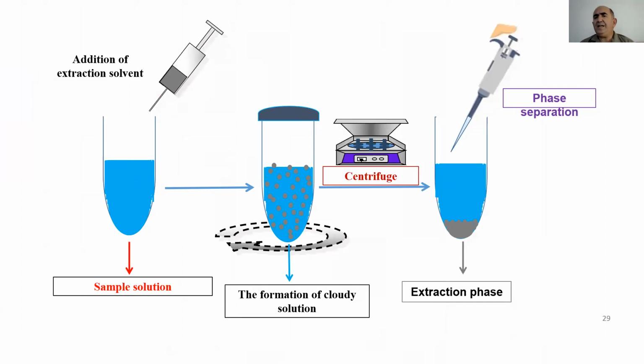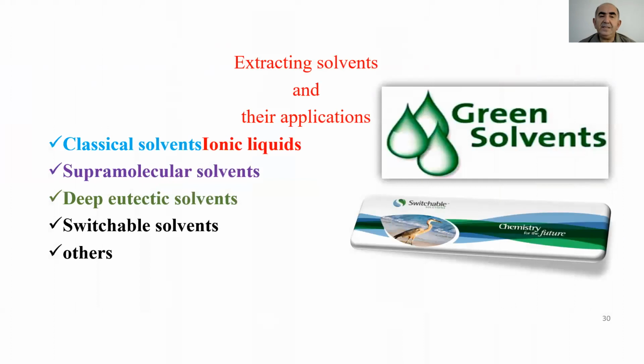This step is very simple. Generally, we can summarize it like this: addition of extracting solvents at microliter level to the sample solution, formation of a cloudy solution, then centrifugation, vortex, and other processes. We get two phases, and our extraction phase is only at microliter level. And also after phase separation, we can easily determine our analytes in the extractant phase. In these works, we can use classical solvents, ionic liquids, supramolecular solvents, deep eutectic solvents, switchable solvents, and others.